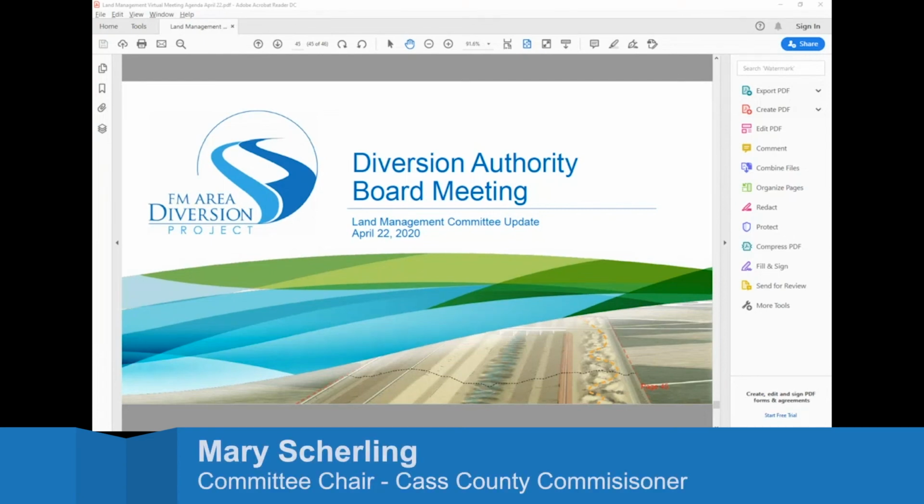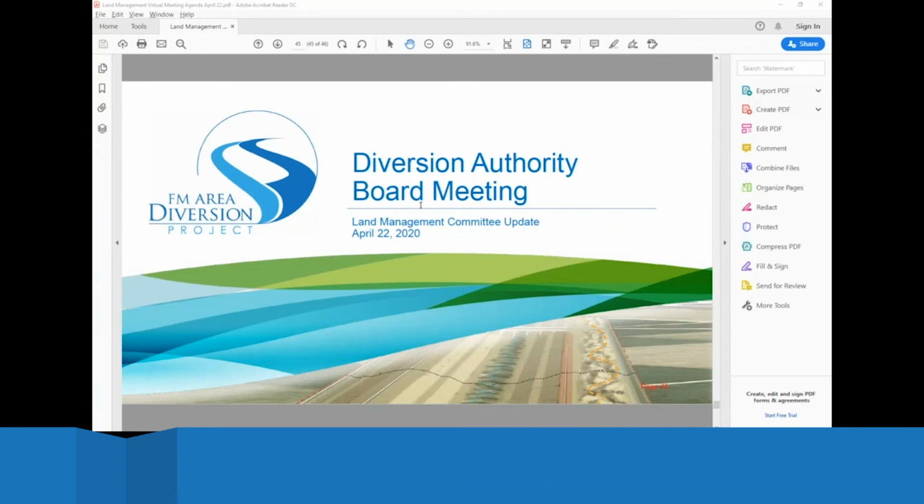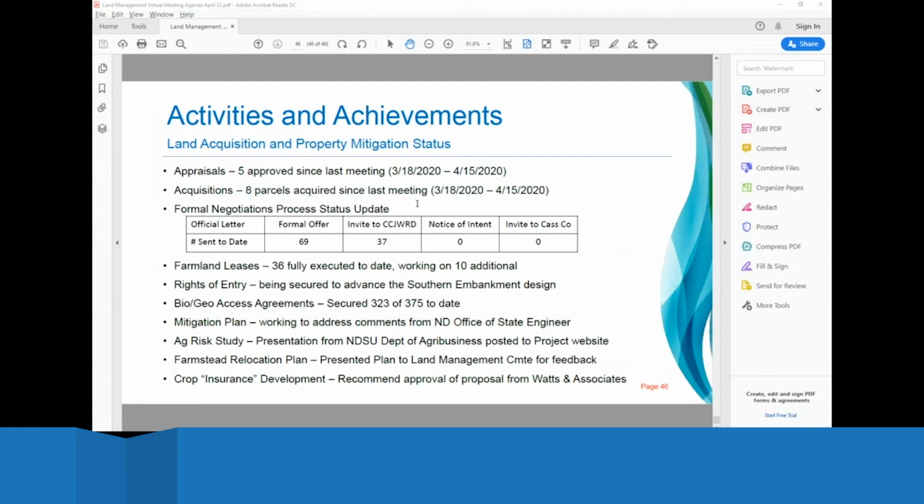All right, then let's move on to item number 9, the committee update to the DA board. I guess just for this group's consideration, I did include 2 slides, one just a cover slide, and then the next page showing the one-page update that we would propose to share with the diversion board tomorrow as part of the committee update.